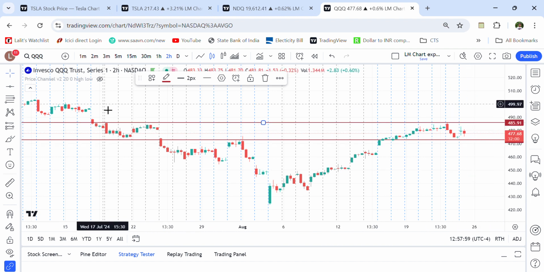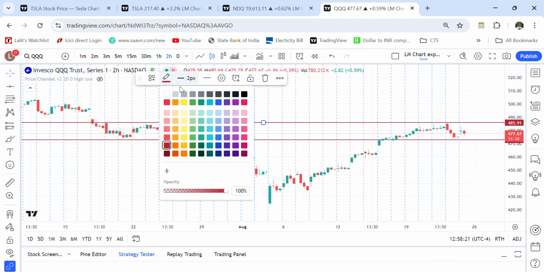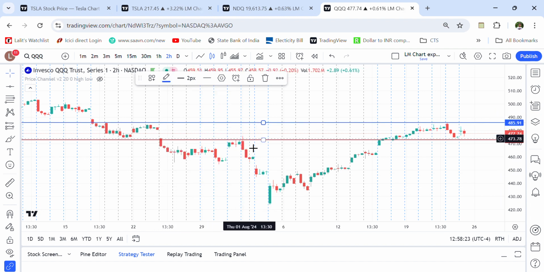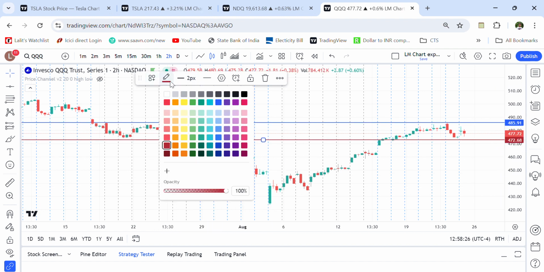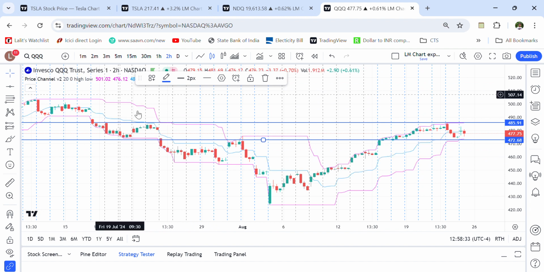If I activate my price channel, you will see that, because the price channel look back period was 20 candles, 20 candles of 2 hour time frame, at the last candle the price channel will be approximately touching my lines. Let me change the color of my lines. I'll make it blue, and this one also I'll make it blue. The price channel lines, as you can remember, are pink. So see here.